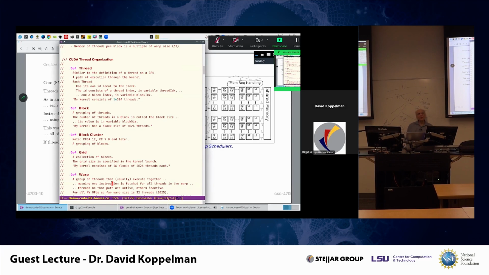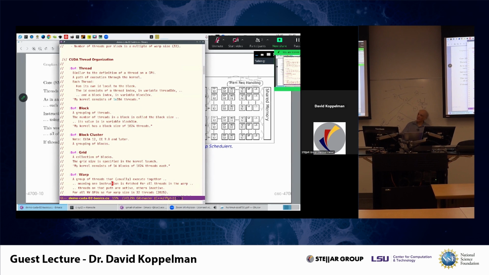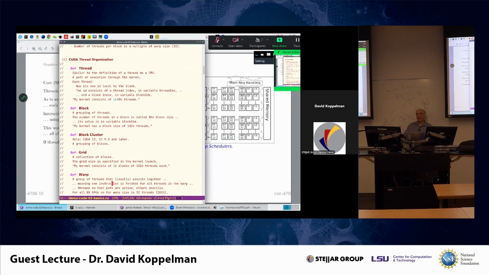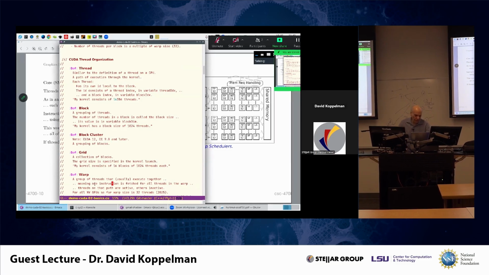In contrast, if you had a 32-way superscalar processor, then each context would have its own program counter and there'd be no special sharing. You'd have to decode 32 separate instructions and with all the complexity that goes with it. So here the savings is 1/32. Okay, so that's a warp.